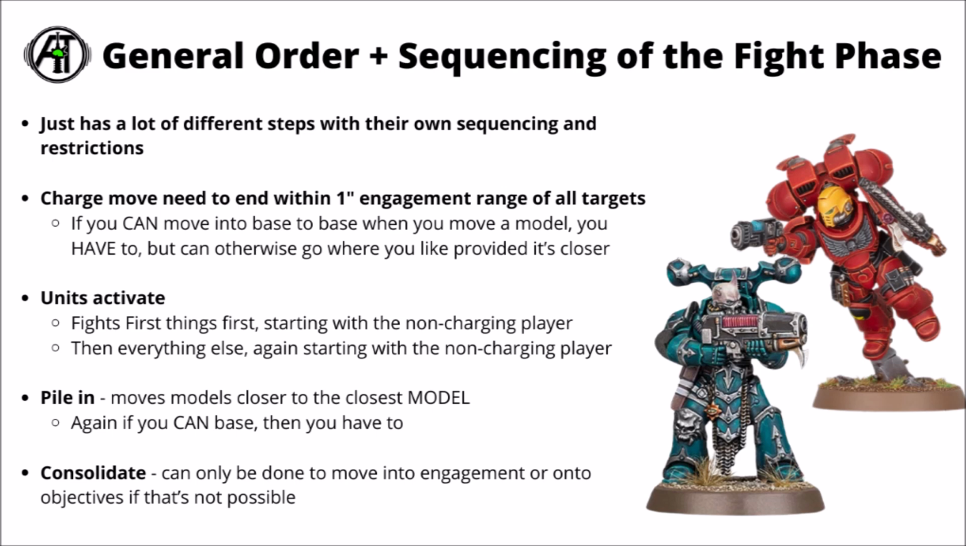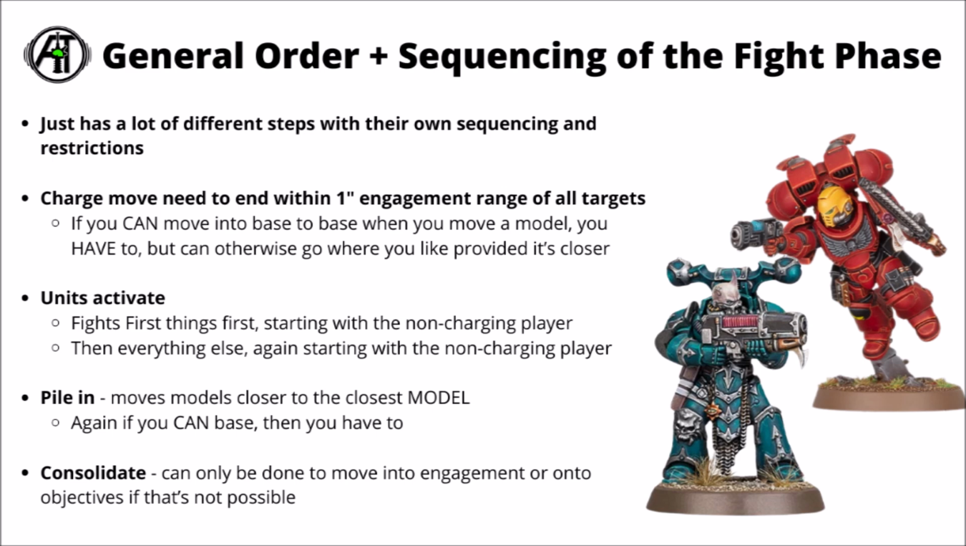When charging, you need to make sure that your unit ends a move within 1 inch of engagement range of all the targets that you declared on. So it does mean that you can still complete a charge even if you can't get into base to base, and it means that deep strike charges go off on a 9 inches, not as some people accidentally play it as an 8 inches, as you basically have to be just over 9 inches away, not exactly 9 inches.